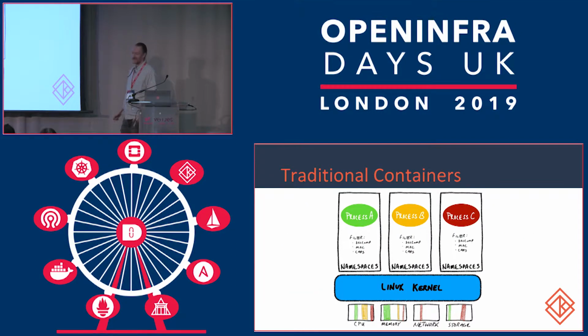So what is Kata and what does it look like? Traditional containers: you have your process and it's running in a namespace, it's got filters and cgroups, and they're all running on the same host with the one kernel.